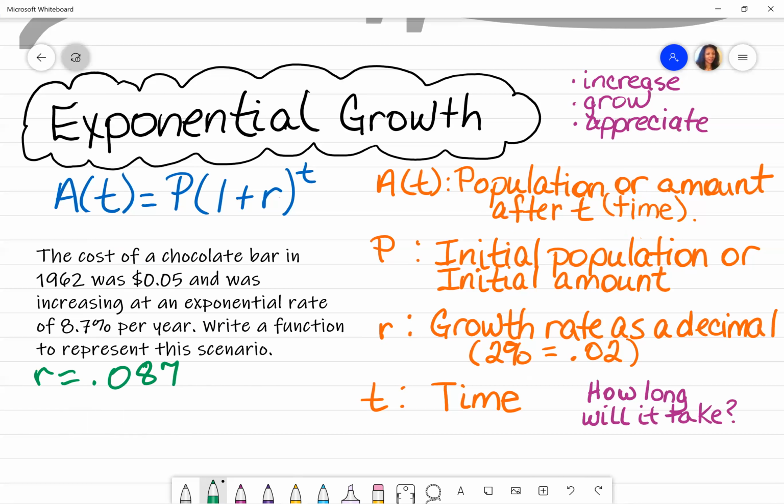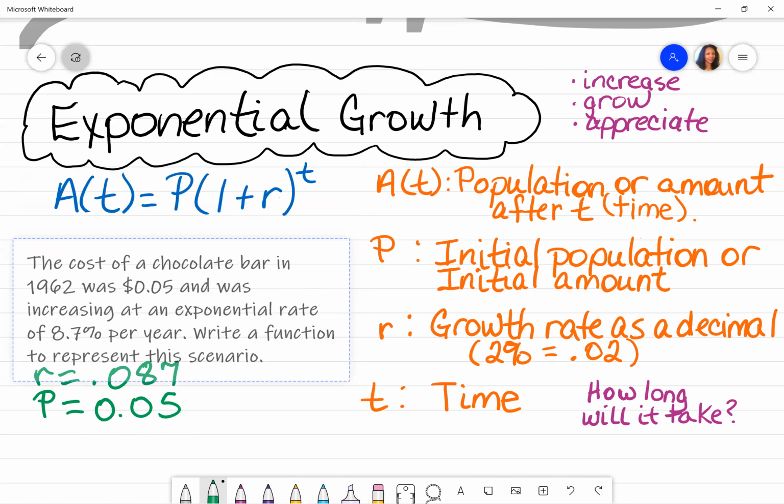It says that the cost of a chocolate bar in 1962 was 5 cents. So if I'm looking at all of my options over here, we know it's not rate. It's not time, because time is more like how long will it take. So we know it's not t. We know it's not R because we already have our R. And we're not trying to find the amount after a certain time. So by default, it's the initial cost. They're not going to always use the word population or amount. The initial cost was 5 cents. So that means I have my P as well. And I don't have to convert that. Whatever they gave me, that's what I'm using.